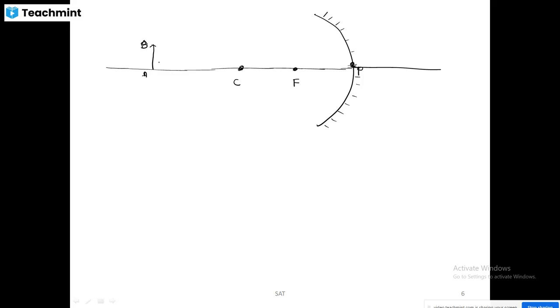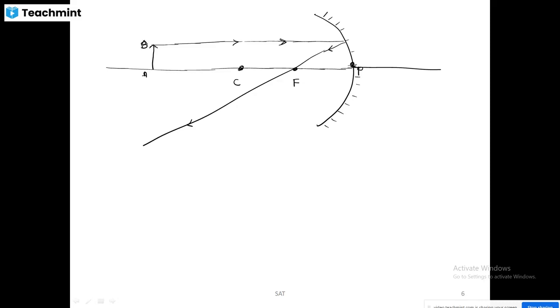Okay, right. So now first check what the image location is when you place the object beyond the center of curvature. You know that if you place the object beyond the center of curvature, the image should be in between the center of curvature and the focus. Check it here. First, I can take one line which is parallel to the principal axis. As per the rule, the ray which is parallel to the principal axis, after reflection, passes through the focus. This is the reflected ray for the incident ray.